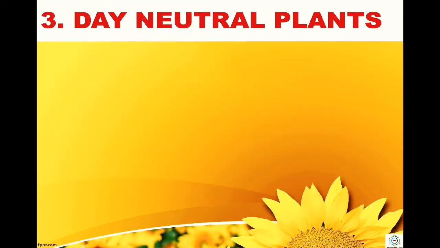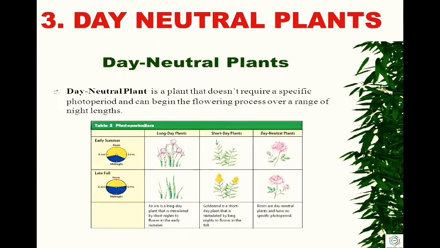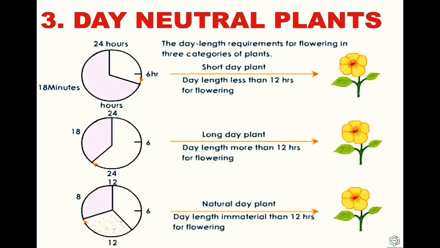After this, the third one, that is the day neutral plant. These plants do not require specific photoperiods to flower. Such plants flower in almost all photoperiods, ranging from a few hours to 24 hours of uninterrupted light. The day neutral plants are also known as photoneutral or intermediate plants.